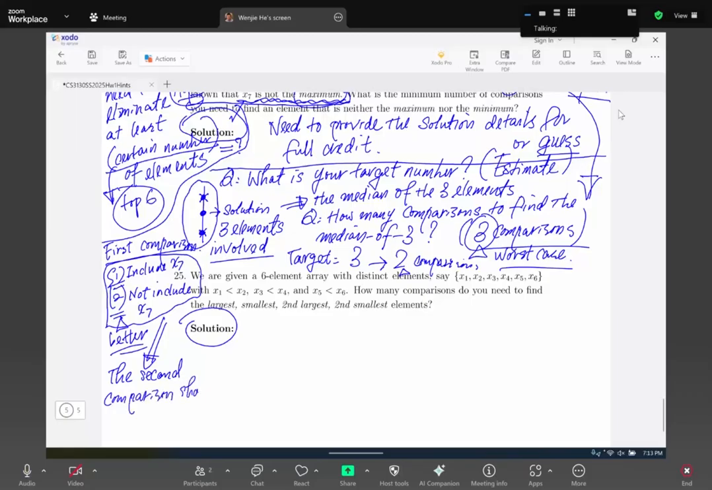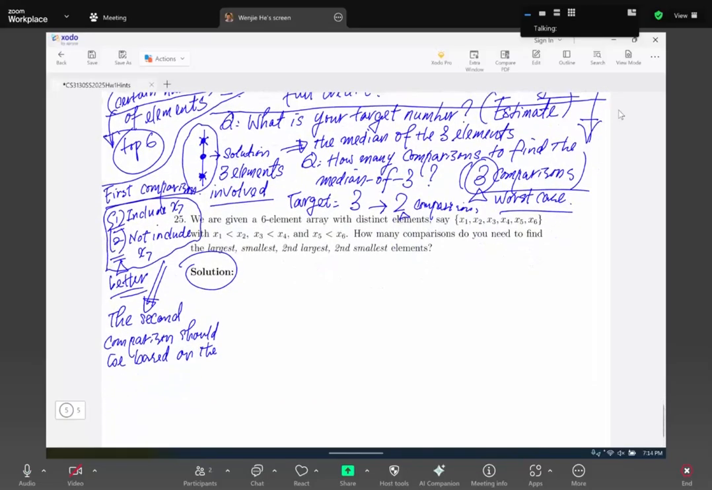should be based on the result of the first comparison. Right? Yeah. So then you complete the whole solution.